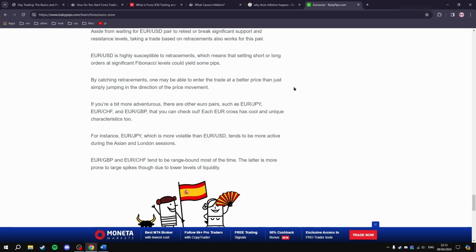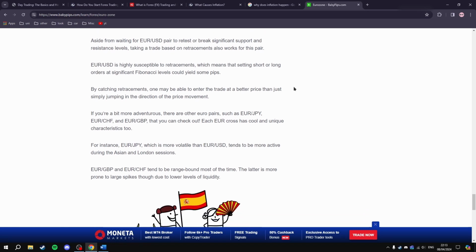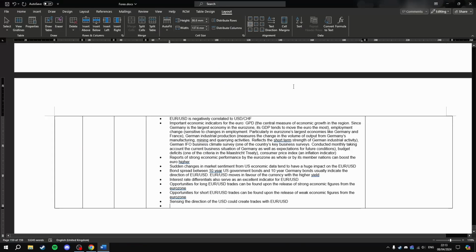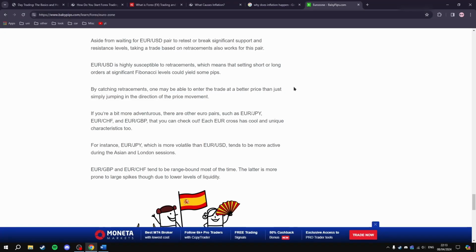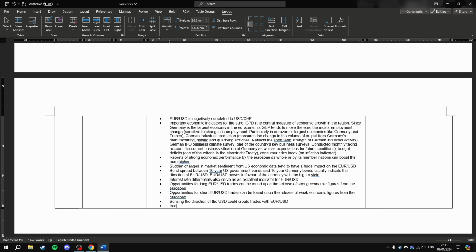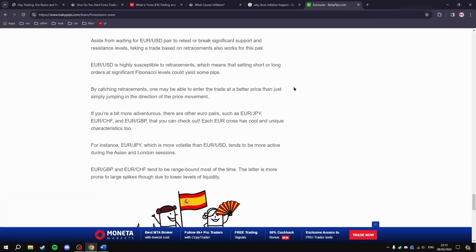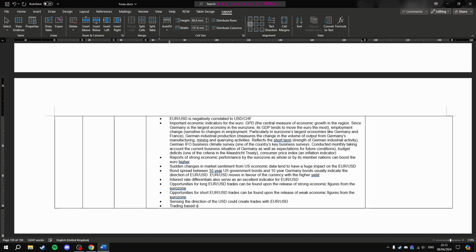Aside from waiting for the Euro USD pair to retest or break significant support and resistance levels, taking a trade based on retracement also works for this pair. So trading based on retracements also works for EUR USD.